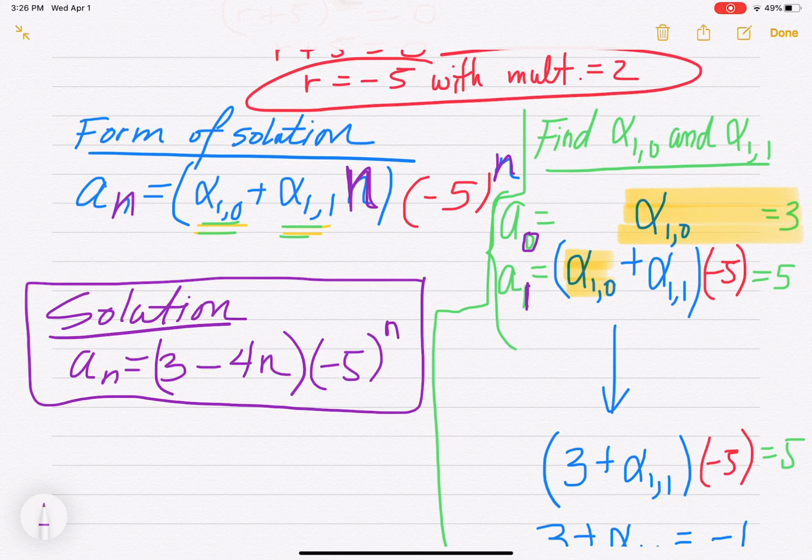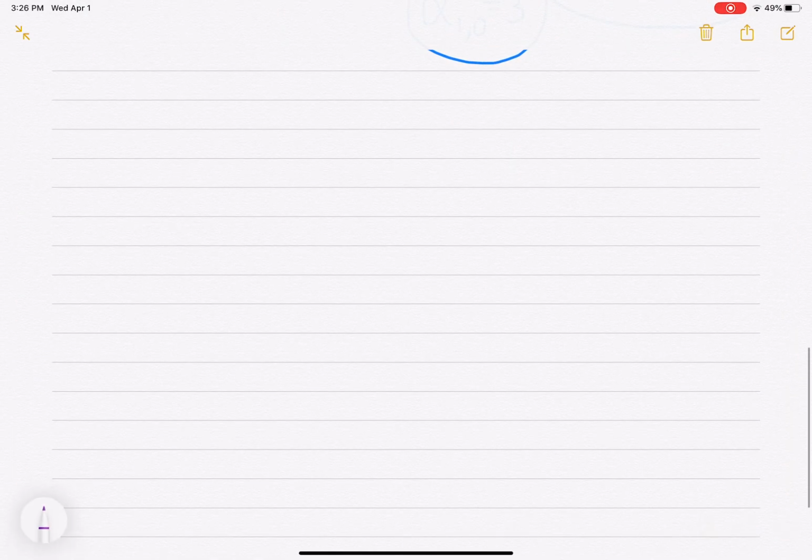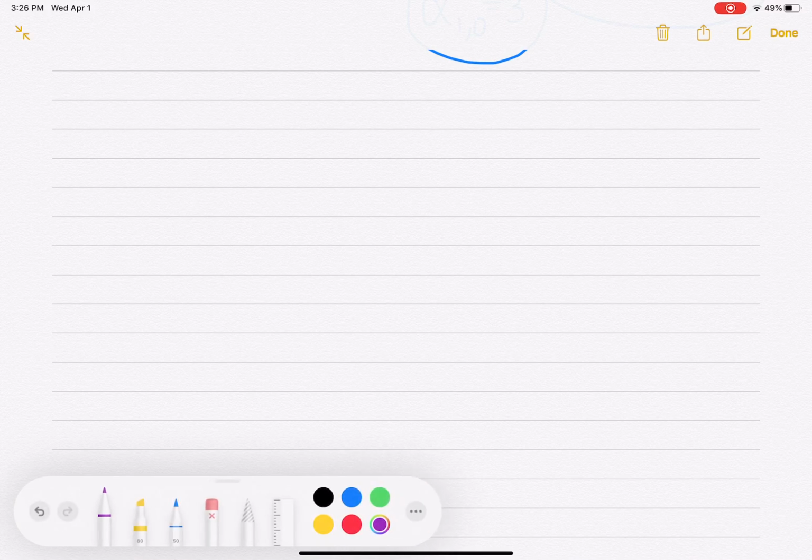Let's do another one. Might as well. That's just a single root that's repeated there. Okay, I'm going to scroll. This will be number 2.